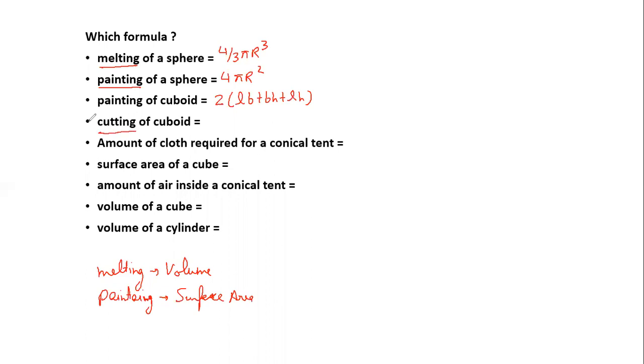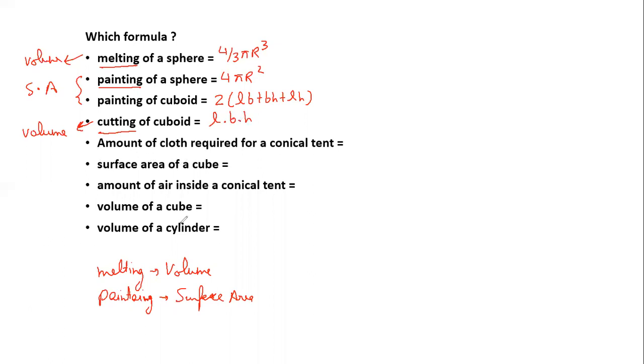Guys, cutting. Remember, cutting also means volume. So cutting means volume, melting also means volume, and painting means surface area. Now, volume of a cuboid: if you want to fill the room or fill this cuboid with water, we are concerned with volume. The volume is length into breadth into height, that is LBH. You'll get the volume of the cuboid.